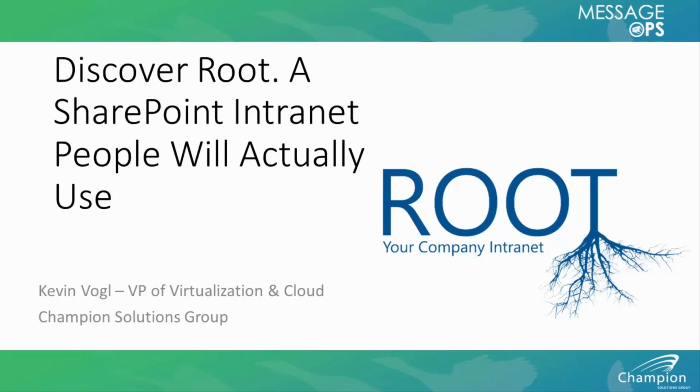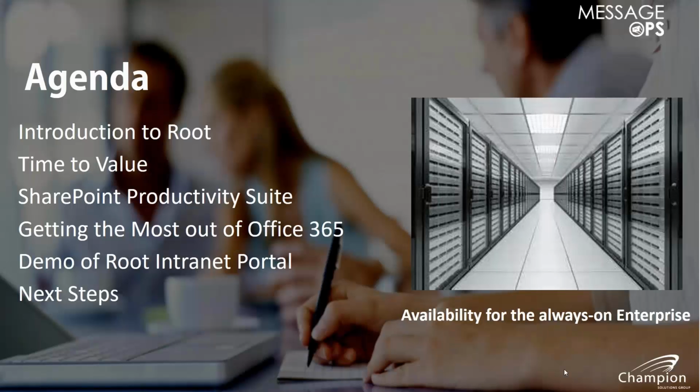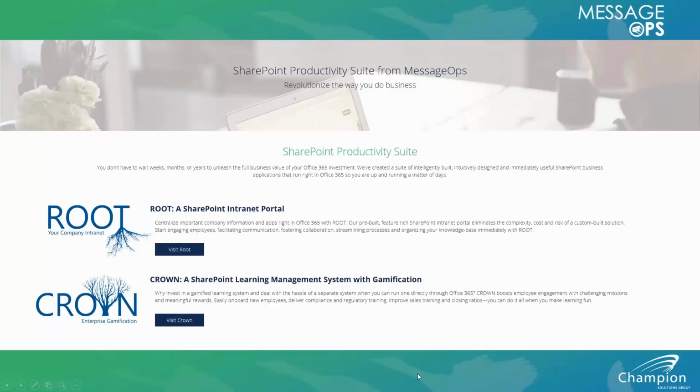Let's go through the agenda. As you can see, we're going to cover all the different things we're developing for the SharePoint environment, especially in Office 365, and give you some reasons why you're using SharePoint. Again, we're going to talk about the SharePoint Productivity Suite with the other products. We're going to help you get the most out of your Office 365 environment. We're going to do a full run of a demo of Root, and you'll get to see a live environment. We're going to show you how Champion is using it. And then we'll give you some next steps, things that you can do to maybe start seeing if this is something for your company. So with that, let's talk about the SharePoint Productivity Suite.